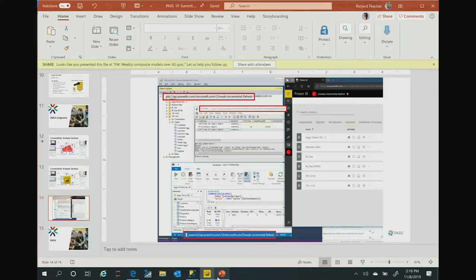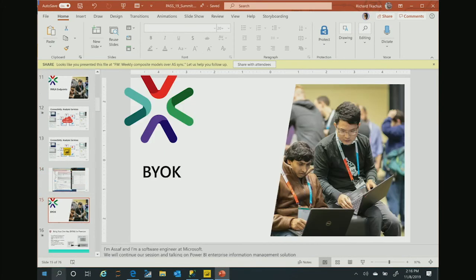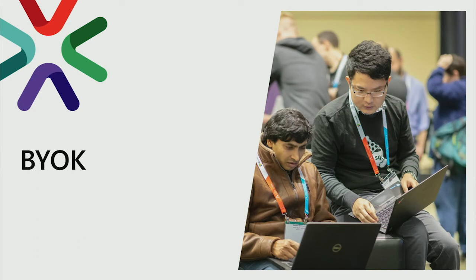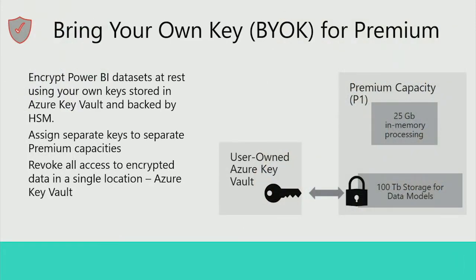There's one more thing I want to show you before I hand this off to Assaf, and that's BYOK. In some organizations, financial institutions, law firms, there is a requirement that the data be even more protected. The data in Power BI is encrypted. We're using a key that Microsoft provides. Some organizations want to encrypt the data with their own key that they provide. Now, this gives you an assurance that if somebody gets their hands on the data at rest, they won't be able to do anything with it.